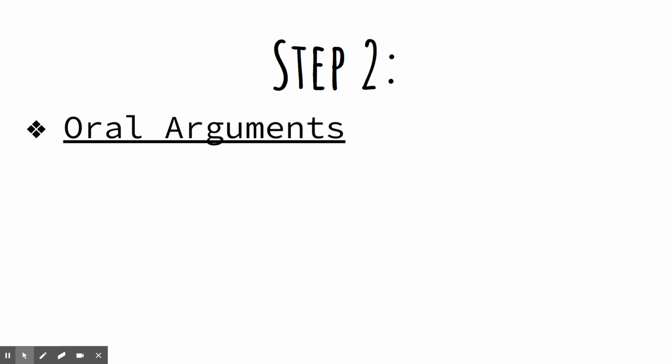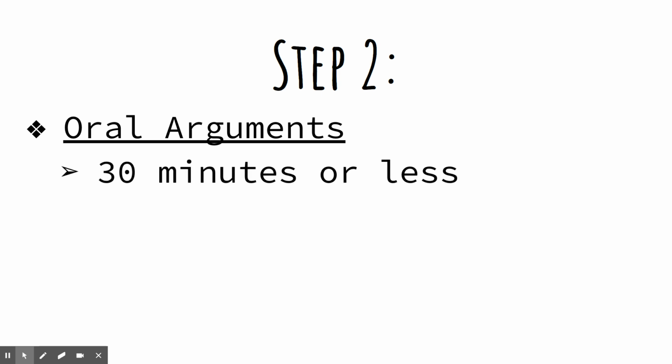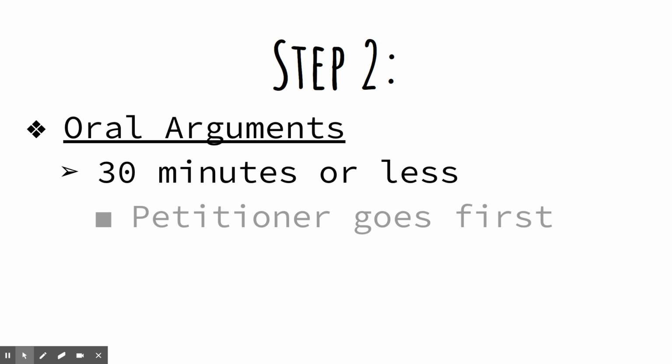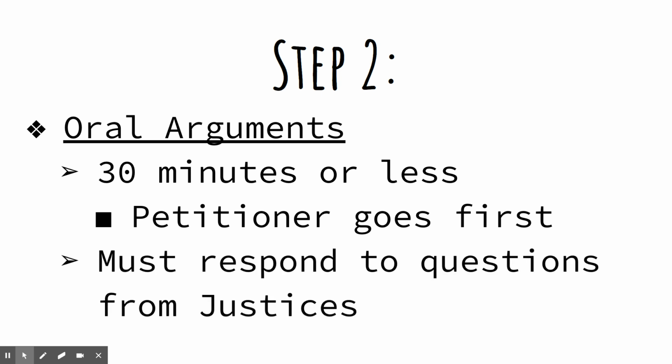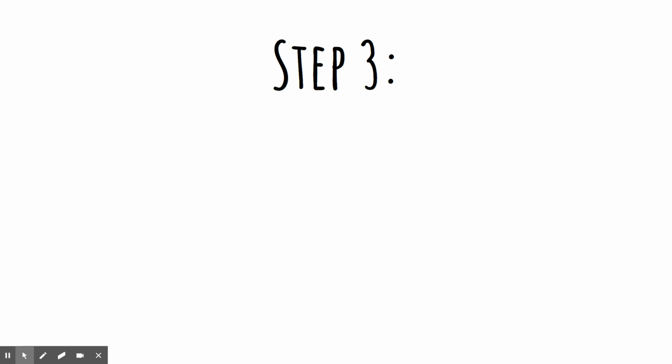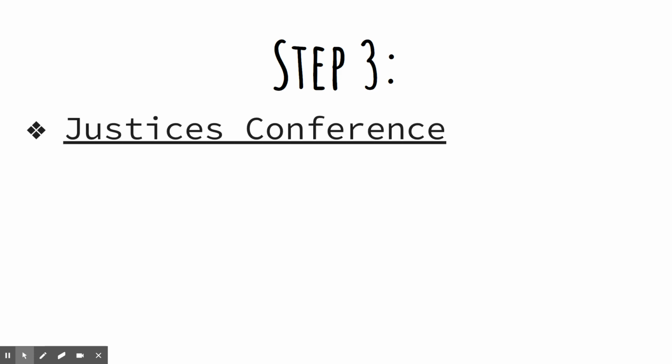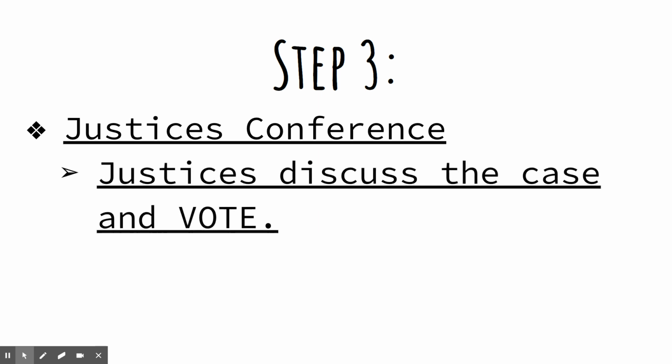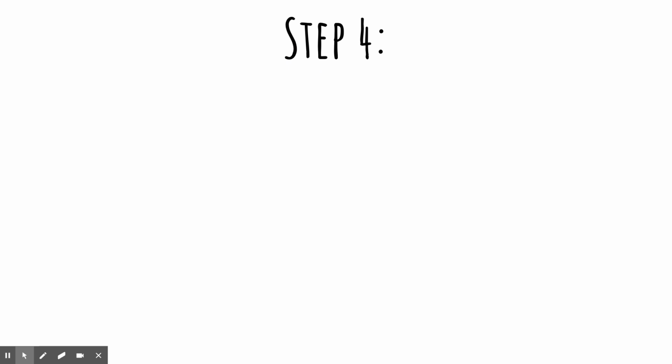Step 2, we have the oral arguments. The oral arguments are 30 minutes or less for both parties. The petitioner always goes first. And remember, the petitioner is the person who is bringing the case before the court. And during these oral arguments, both parties must respond to questions from the justices. With step 3, we have the justices holding their own conference. And in these conferences, the justices are discussing the case, and they are voting on the outcome of the case.